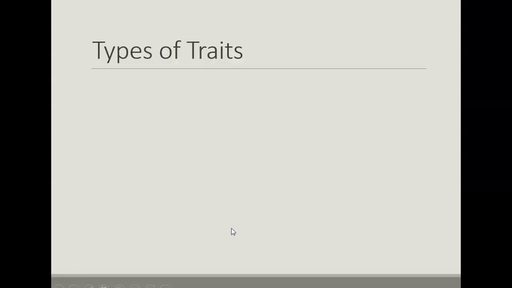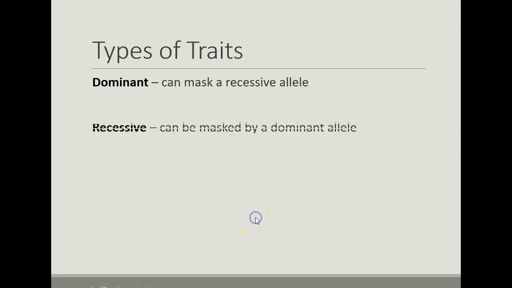So traits are either dominant or recessive. So let's talk about that. A dominant trait is any trait that can mask the presence of another allele, okay? A recessive allele is one that is masked by a dominant allele. So an easy way to think of it is, for a dominant trait, you only need one copy of that allele in order to physically see the trait. For any type of recessive trait, you have to have two copies of that allele in order to see the trait.